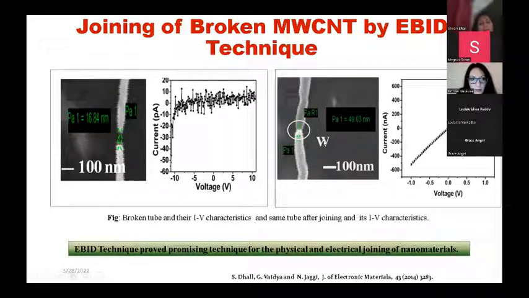So this work I have repeated with different metals, and I got results. So from this work, we can say that we can join many nanomaterials, carbon materials, at the nano level.